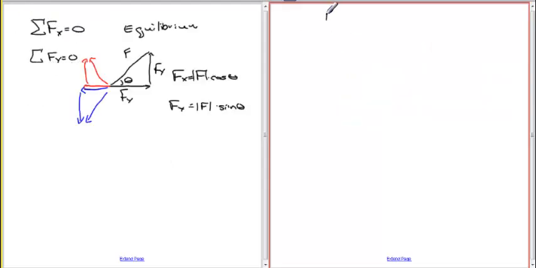So that's equilibrium. And then when you get to motion, we're either dealing in this case with things moving horizontally or things moving on a plane. We always define, for a horizontal movement, our coordinate system like this.